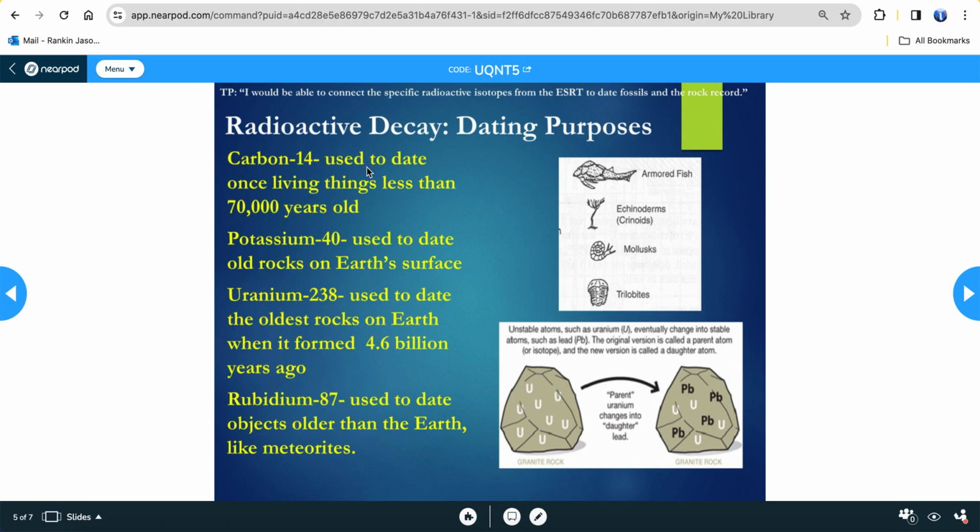All right, carbon-14 is used to date once-living things less than 70,000 years old. Potassium-40 is used to date old rocks on the Earth's surface. Uranium-238 is used to date the oldest rocks on the Earth, when it formed 4.6 billion years ago. Rubidium-87 is used to date objects older than the Earth, like meteorites. This rubidium-87 has not gone through one half-life on the Earth's surface.